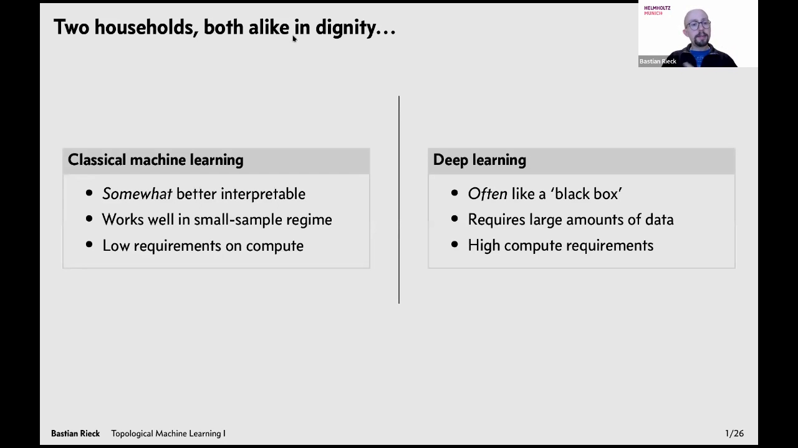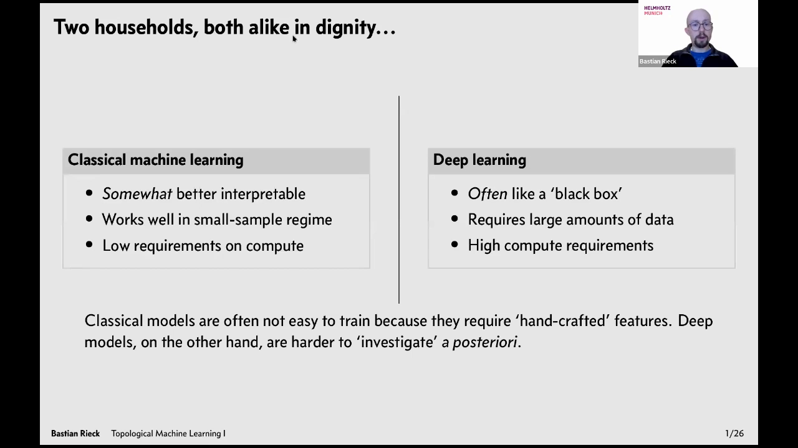So classical machine learning techniques typically have one thing going for them, namely they are often somewhat better interpretable. They typically also work well in the small sample regime and have low requirements on compute, so you can run them on small devices, for instance. Deep learning, on the other hand, is often, but not always, like a black box. It requires large amounts of data and it has high compute requirements. So you have to pick and choose and be aware of those.